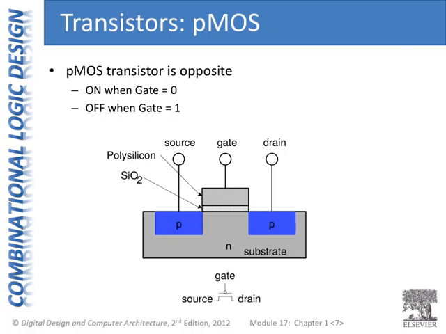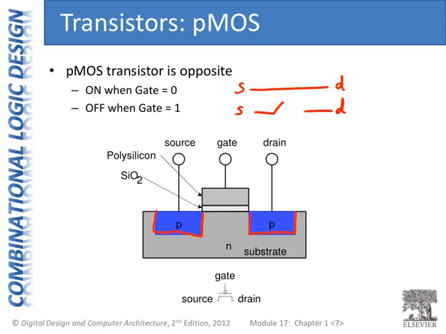PMOS transistors are similar to NMOS transistors, but they work in the opposite way. A PMOS transistor is on, in other words, the source and drain are connected, when the gate is 0. A PMOS transistor is off, in other words, the source and drain are not connected, when the gate is 1. Physically, this transistor is made with P-type diffusions, that's why they're called PMOS transistors.